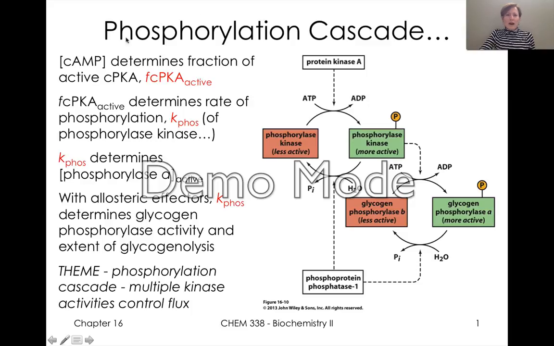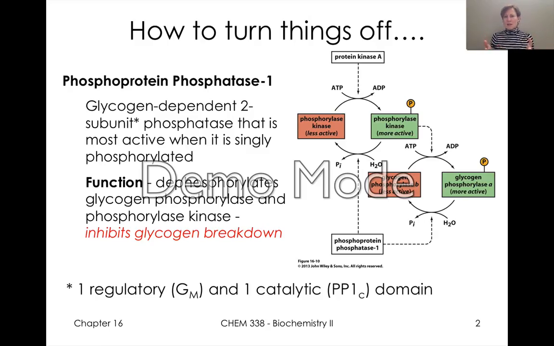So this is a review slide from last time, but we're going to talk today about the last player in this, which is protein phosphatase 1, and this is the main player for turning off not only this pathway, but other pathways. Like protein kinase A is this ubiquitous kinase that we see for activating a lot of need state pathways.